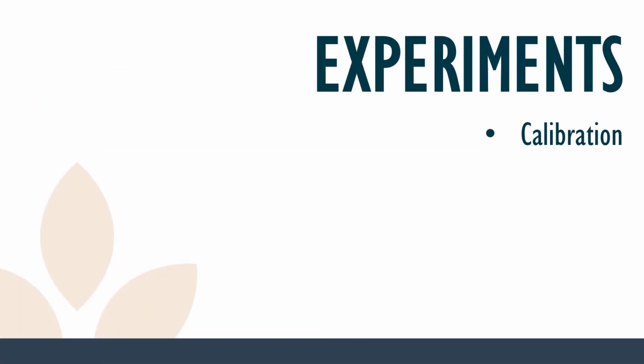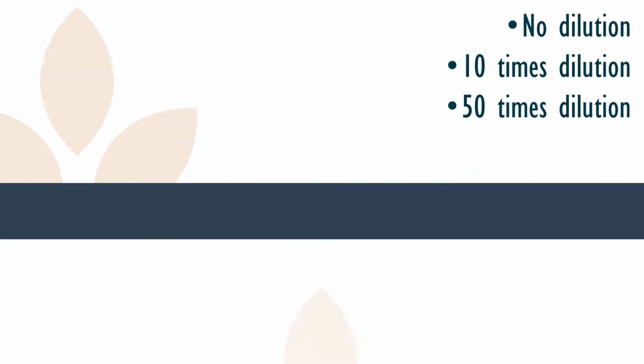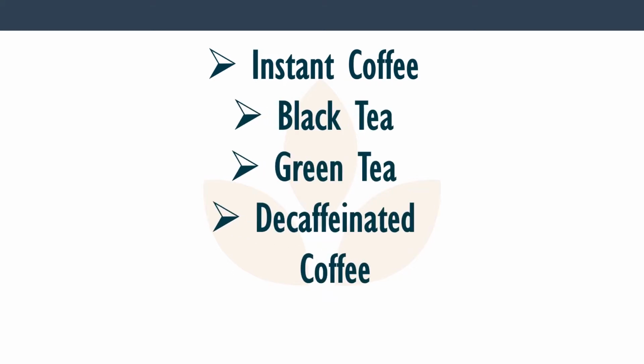The second set of experiment was to test a set of samples without dilution, followed by samples which were prepared at 10 times dilution and 50 times dilution. How can this dilution be done? It was done by adding the sample solution to the deionized water as mentioned earlier. There were 5 samples included, sourced from the following beverages: instant coffee, black tea, green tea, decaffeinated coffee, and pressed coffee.